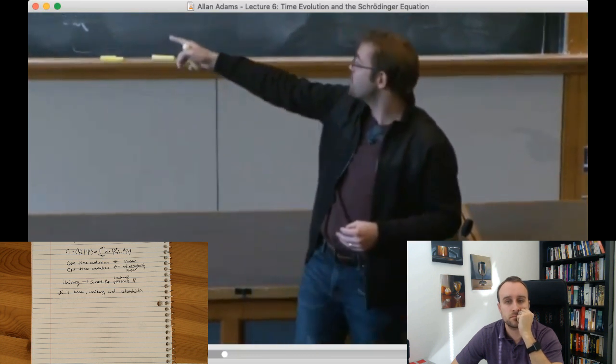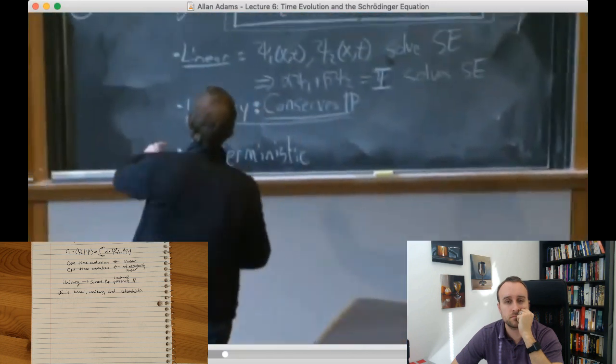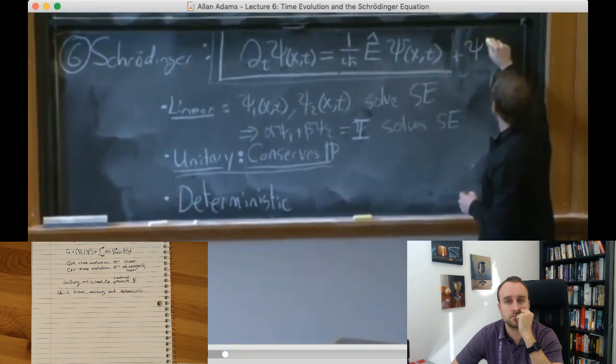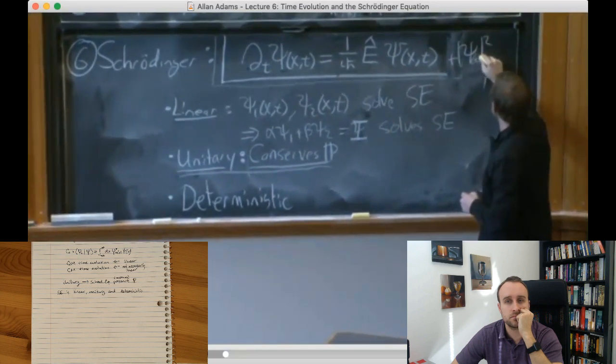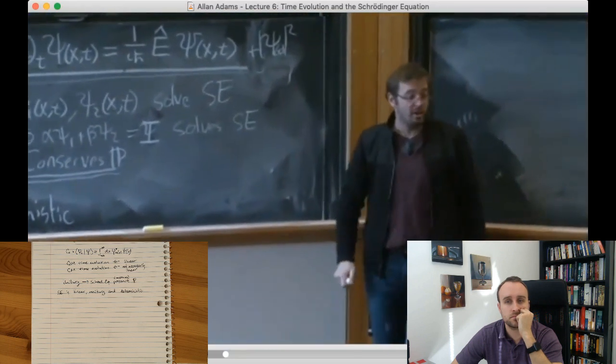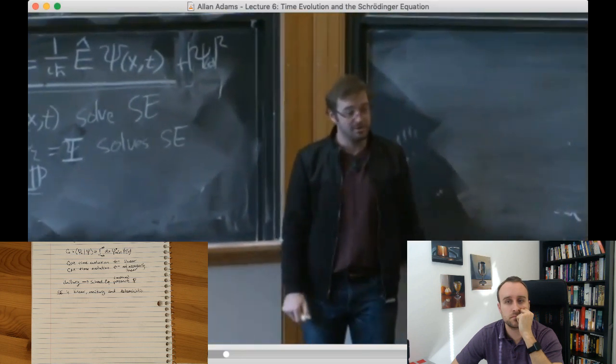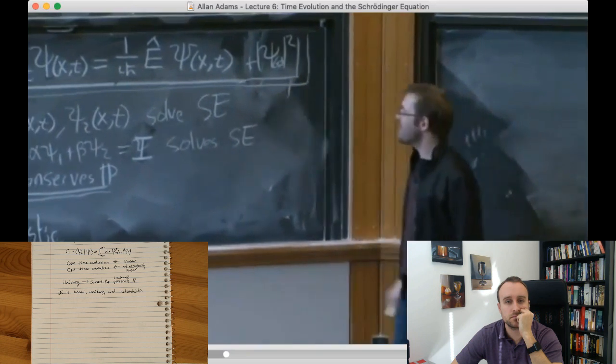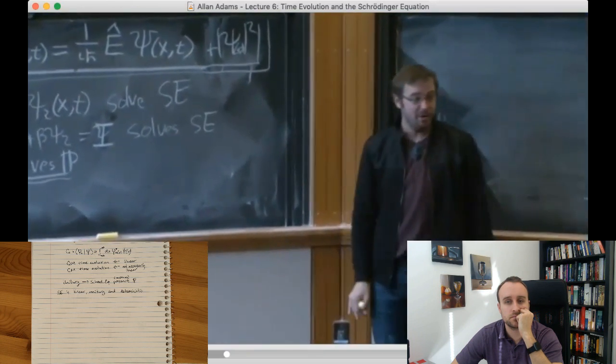We could have had that i ħ dt psi was equal to the energy operator acting on psi. So imagine this equation. How could we have blown linearity while preserving determinism? So we could have added plus, I don't know, psi squared of x. Right? So that would now be a nonlinear equation. It's actually referred to as the nonlinear Schrödinger equation. People do think about the nonlinear Schrödinger equation. So you can certainly write this down.